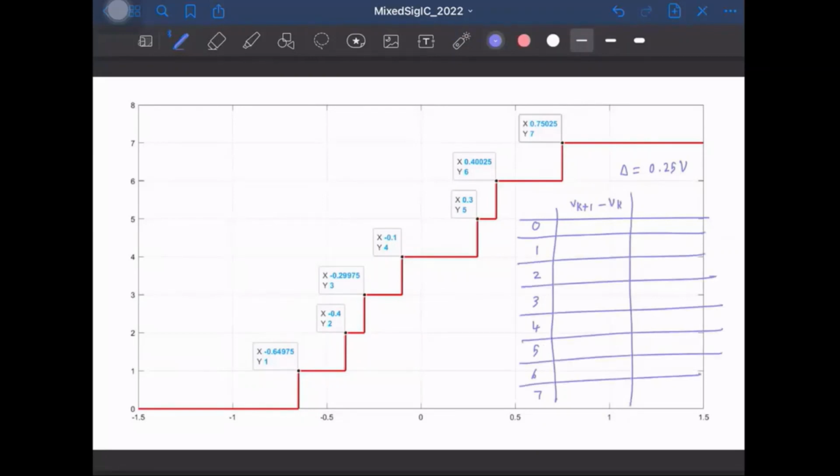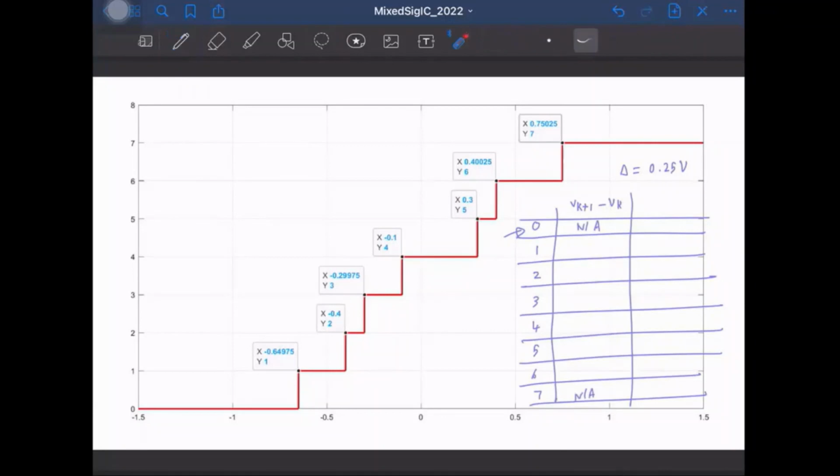Well, for code 0, what is the code width or the step size? Here we can see that for code 0, any voltage from minus 0.75 to minus infinity will be mapped as 0, which means you really cannot define the code width for code 0. So generally we don't define the DNL for the first code, that is code 0, as well as for the last code. So I'll just put not applicable.